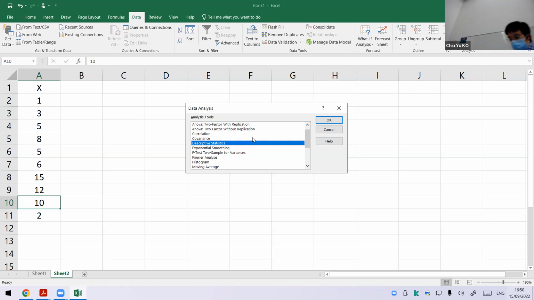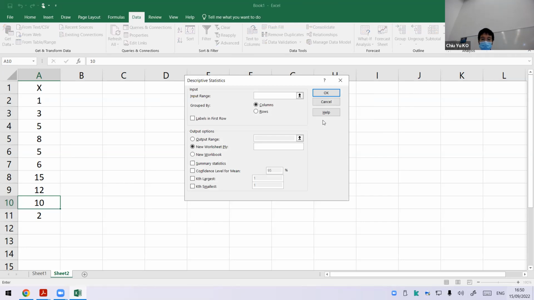There are many things you can choose from, but we'll talk about descriptive statistics, correlation, and covariance, the three things we discuss. But let's focus on this one first: descriptive statistics, exactly the topic we are having right now. So first, you click in here. You can see something to input.